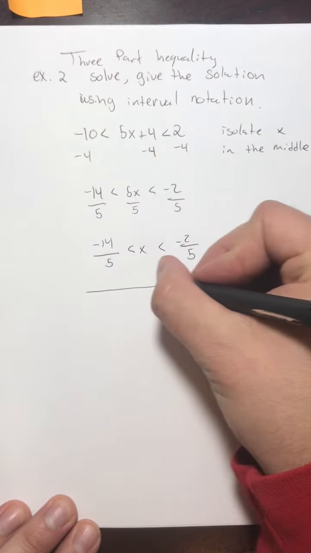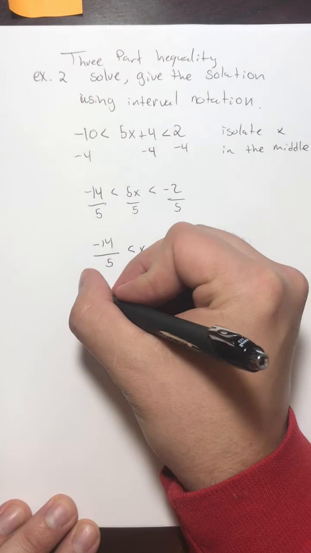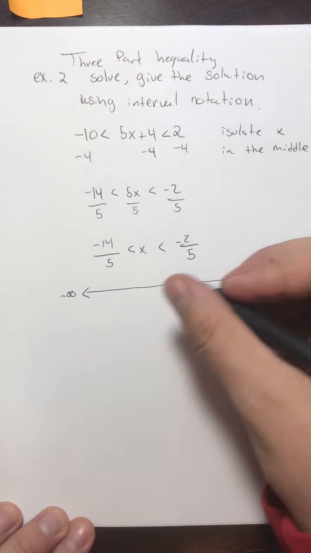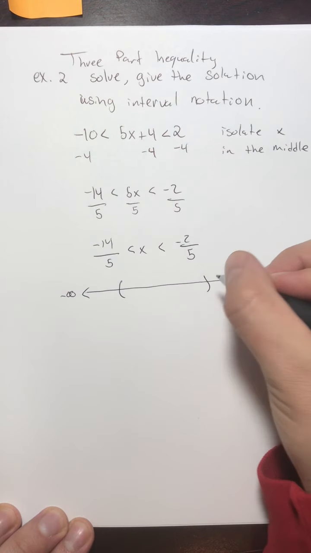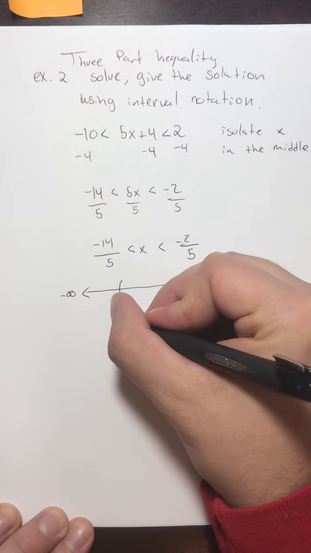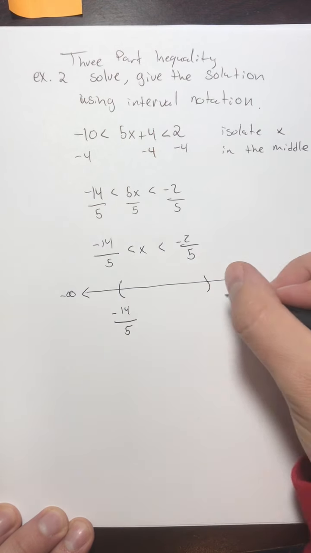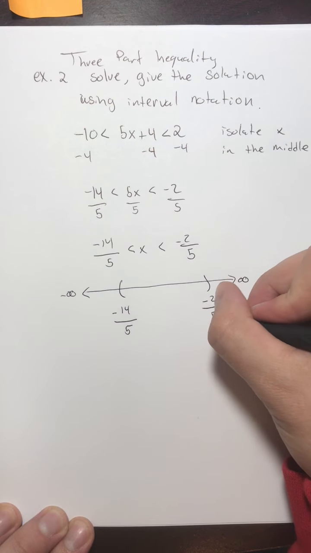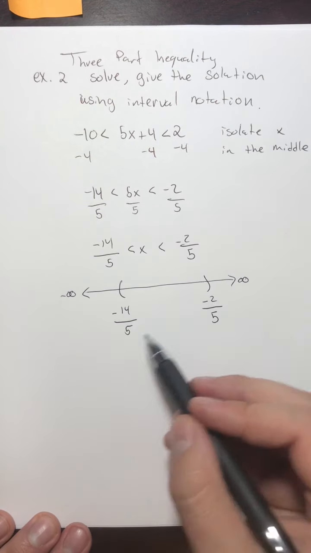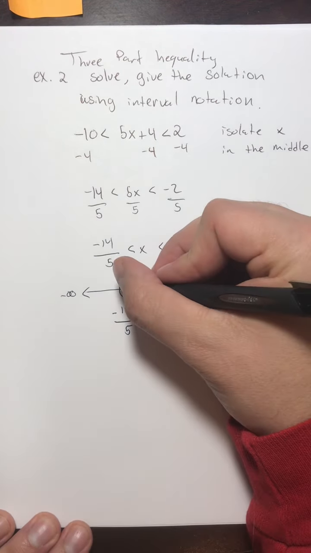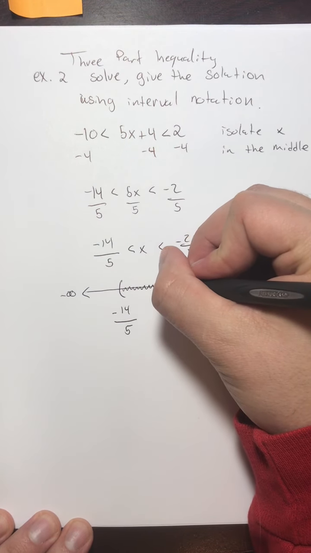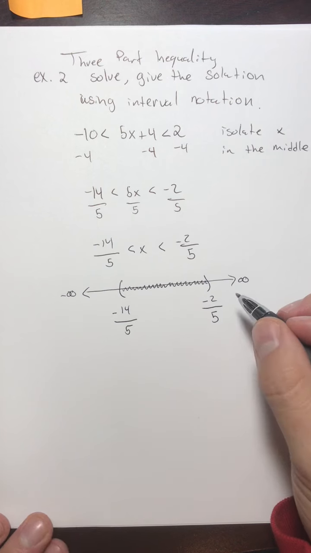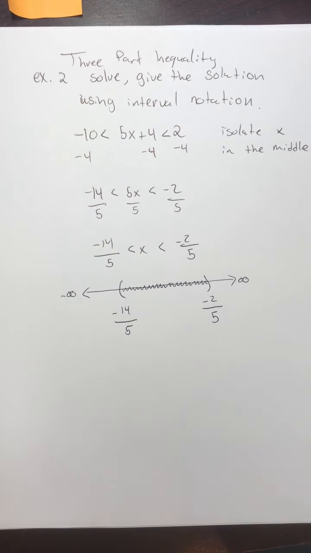The reason I mention that is because we don't want to confuse that going to the number line and accidentally write the greater value closer to negative infinity, you know, if we were to accidentally switch these around. So x is in the middle. I'm going to shade from negative 14 over 5 to negative 2 over 5.